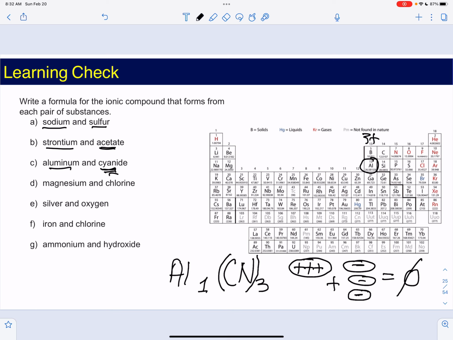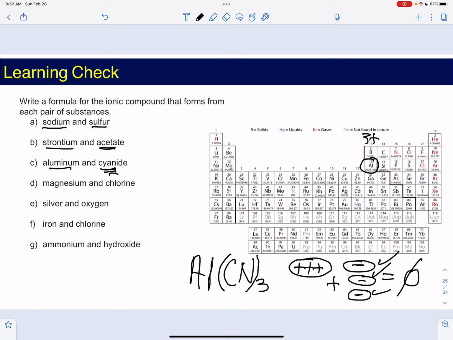If I don't do the parentheses, I don't have 3 cyanides. I have 1 carbon and 3 nitrogen. That's not what I want. I want 3 CN groups. 1 group, 2 groups, and 3 groups. And the 1 doesn't show, right? So this would be my formula. And as always, the first one you write down is the one that is more metallic, more to the left.